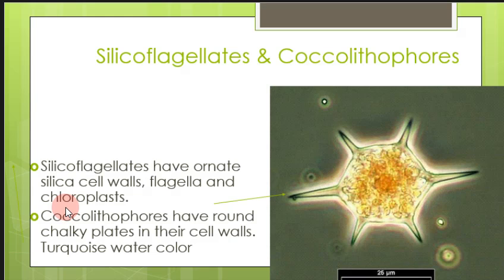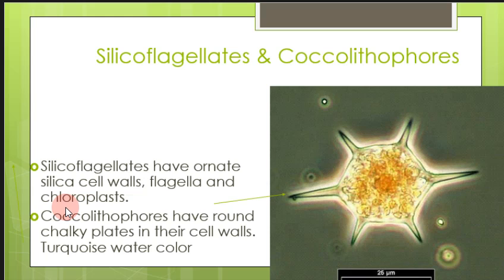All right, so our next group is our silicoflagellates and our coccolithophores, yes? You like those? Silicoflagellates have ornate silica cell walls, so kind of like a diatom, and they have a flagella and chloroplast. So if it has chloroplast, that's its mode of eating is what? Photosynthesis. And flagella is its mode of locomotion. Remember a flagellum? A flagella whips around like a tail and it swims, so it makes it motile.